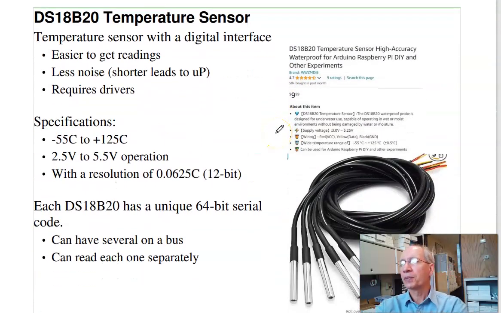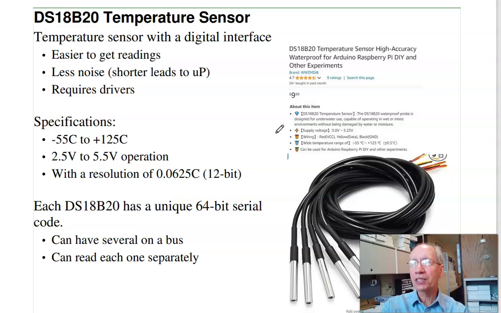Third type of sensor. Now, the previous two sensors were both analog sensors. The nice thing about analog is they're really easy to get to work. I can connect up the sensor, look at the voltage on a voltmeter, see that it's changing, connect that to the analog input of your Pi Pico. I can read it. And analog is pretty straightforward.